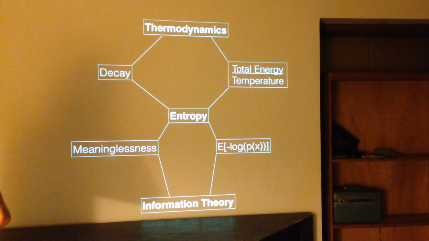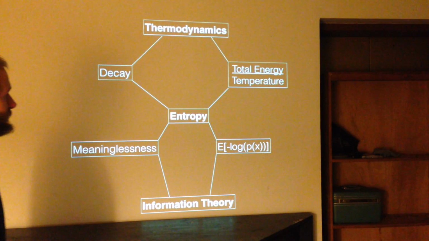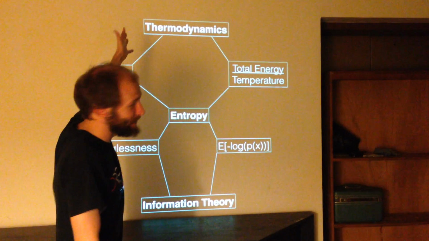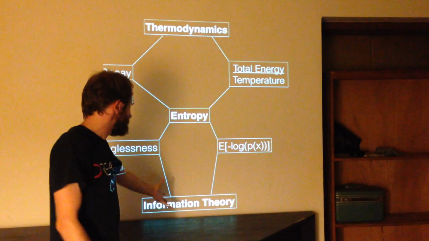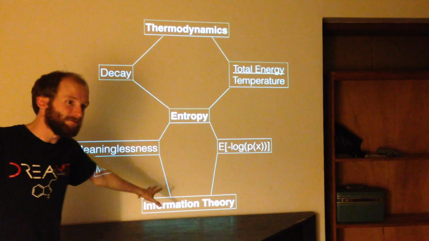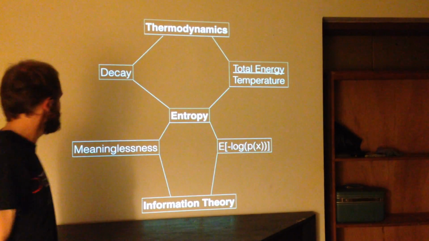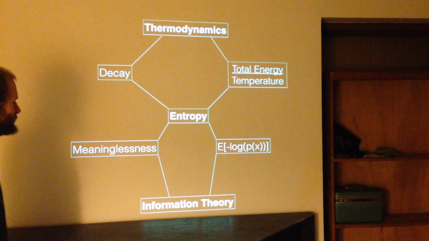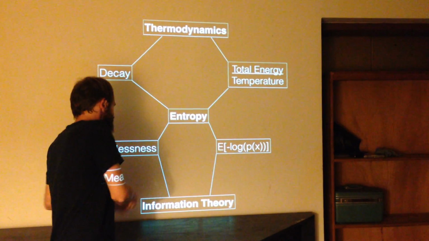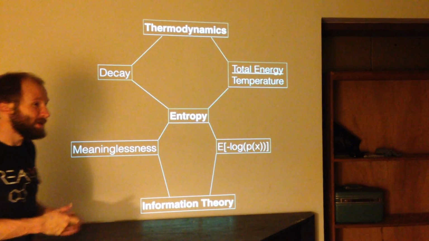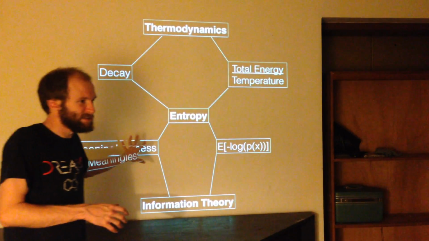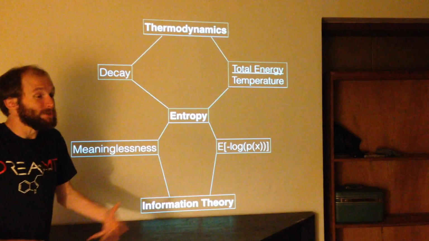So this is like an association chart, and on the top you have thermodynamics. This is like heat, energy, right? And information theory on the bottom. This is like ideas, like signals. But these are some of the things they're associated with. So entropy is, when you have a high entropy signal, it's kind of meaningless, or it's very noisy. And what is noise, right?